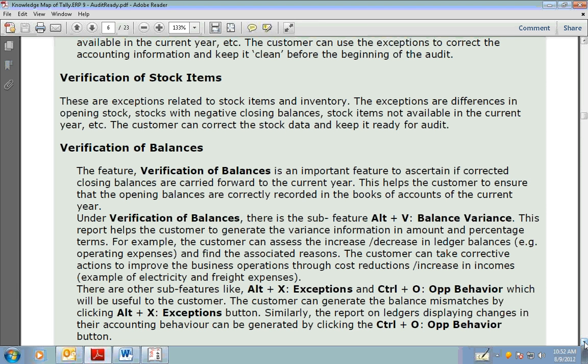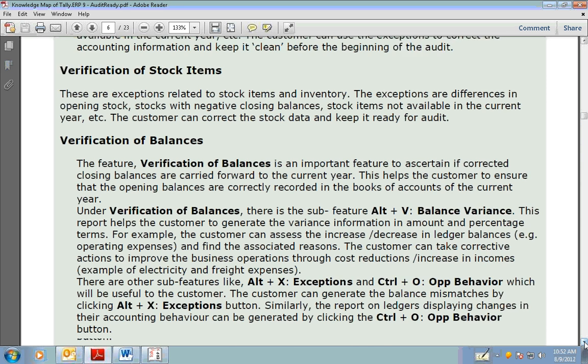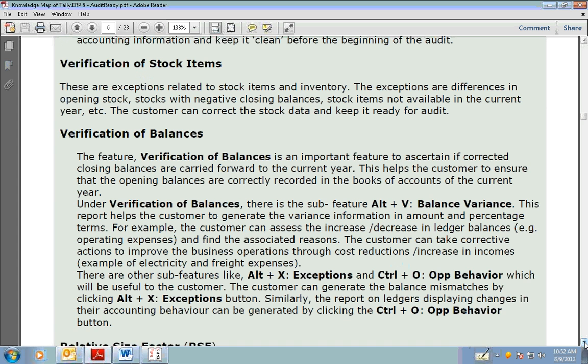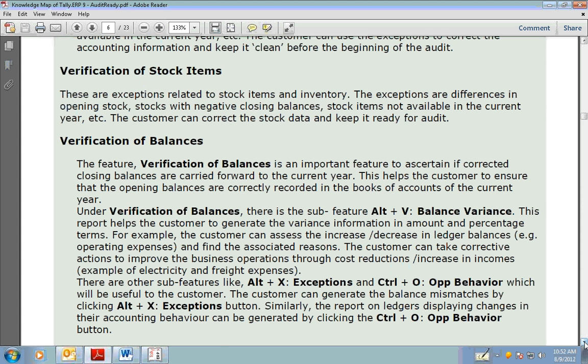The customer can generate the balances mismatched by clicking the exceptions button, where it highlights the same. Similarly, the report on ledgers displaying changes in their accounting behavior can be generated by clicking the opening balance behavior button. So we have just run through the verification of chart of accounts, that is the stock items, and the verification of balances. Now let us load the data which is with complete information.